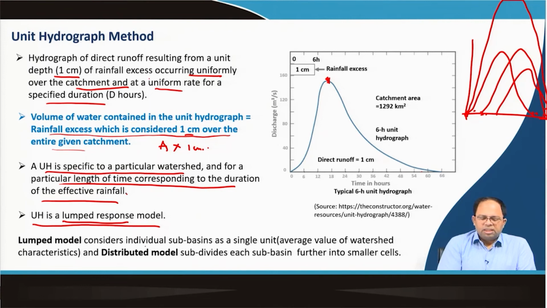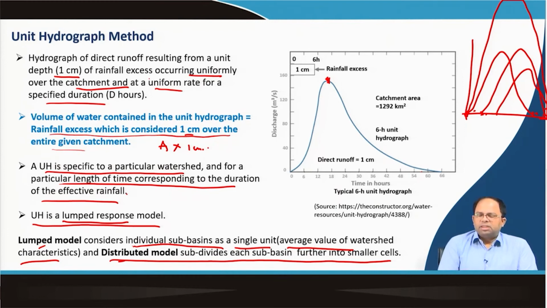So, lumped models consider individual subbasins as a single unit, where average values of watershed characteristics are considered, and a distributed model subdivides each subbasin into smaller cells. So, either we can go for a distributed model or a lumped model for determining runoff. In a lumped model, all the average values of the watershed characteristics are taken for the entire area, for all the subbasins, whereas in a distributed model, each subbasin could be using different values. So, that is the difference between a lumped model and a distributed model.